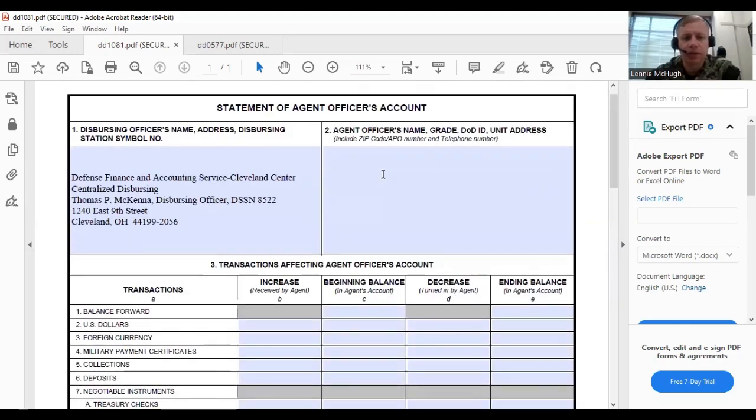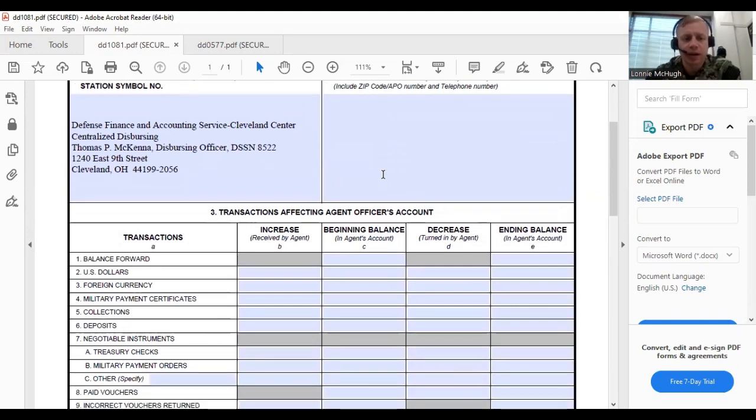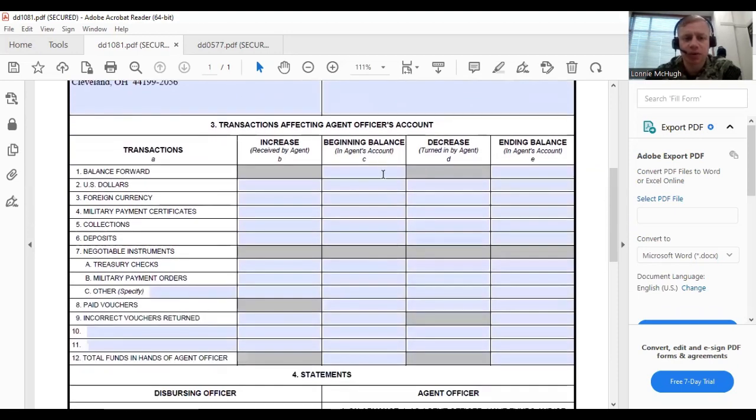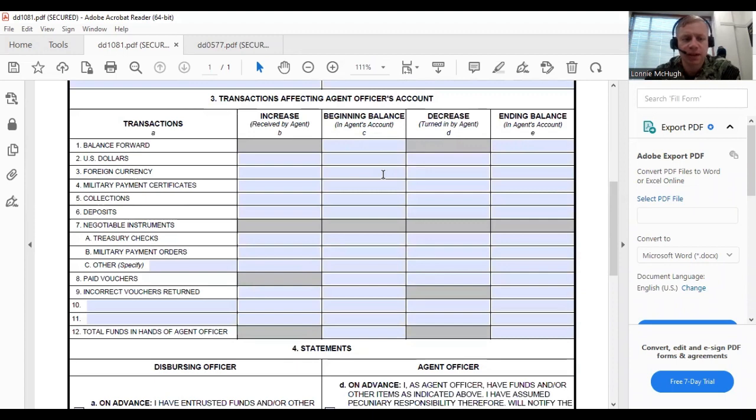All right, so this is our Form 1081. It looks relatively similar to our 2657, a little bit easier to use. So the main lines on here are balance brought forward, so that's from our previous transaction, US dollars that we have on hand, foreign currency, if you happen to have it.